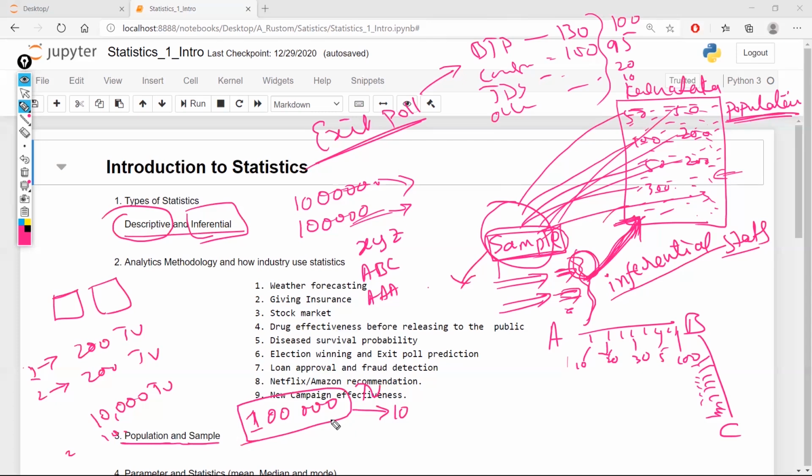So what they do is, in the first batch, they will pick randomly 10 TVs. In the second batch, they will pick another 15. In the third batch, they will pick another 20. In the next batch, maybe 12. So randomly, they are going to pick some TVs, and the quality will be checked only for those samples.